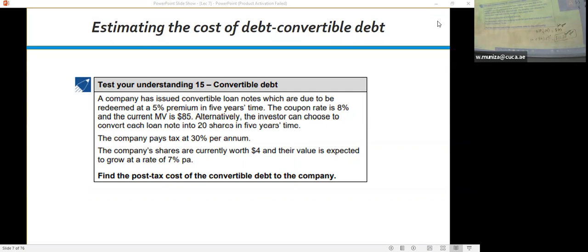Now simply do the calculations in order to calculate the IRR. Start with you. Take any two discounting rates.